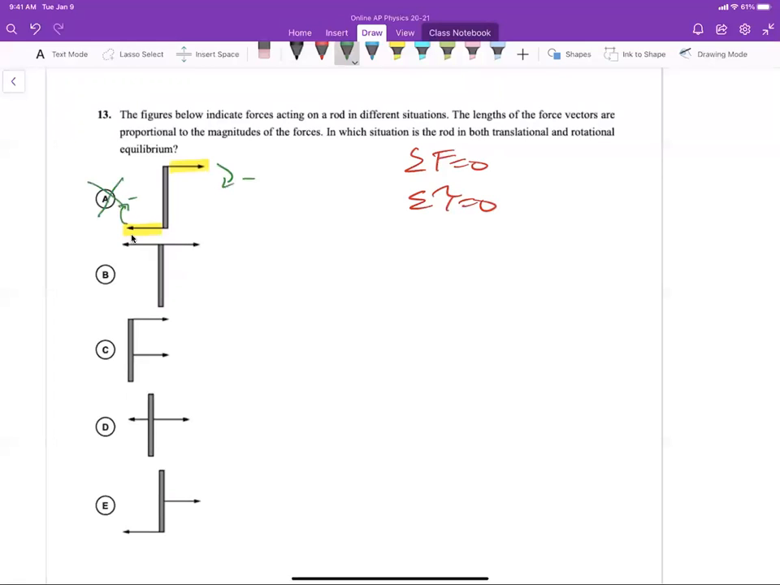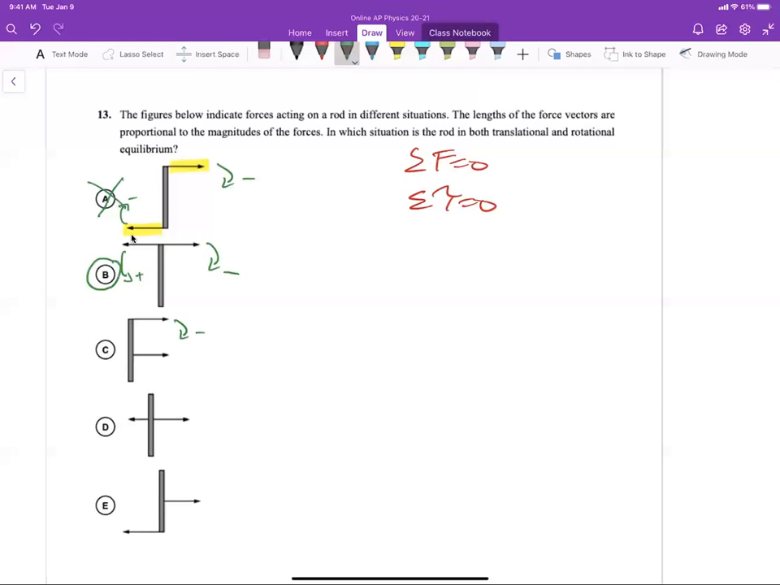Sum of the forces in B equals 0. This is creating a negative torque. This is creating a positive torque. And I don't care where you pick the axis of rotation, it's the same, so they're going to cancel each other out. So the answer is B.